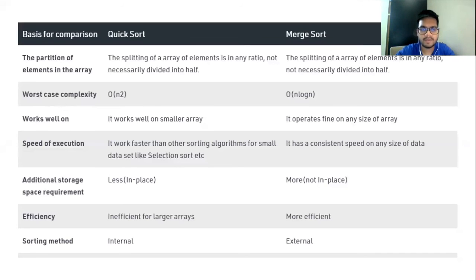Here you can see a basic difference between the quicksort and merge sort techniques. In quicksort, the splitting of an array of elements is in any ratio, not necessarily divided into half. The worst case time complexity of quicksort is O(n^2), whereas in merge sort it is O(n log n). The quicksort technique works well on smaller arrays, while the merge sort technique operates fine on any size of array. The quicksort technique is inefficient for larger arrays.